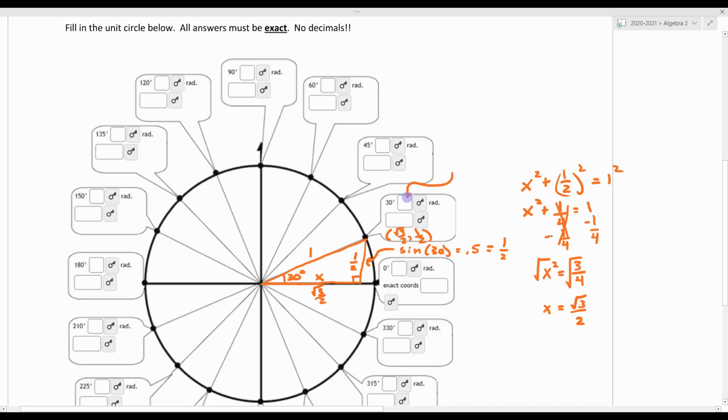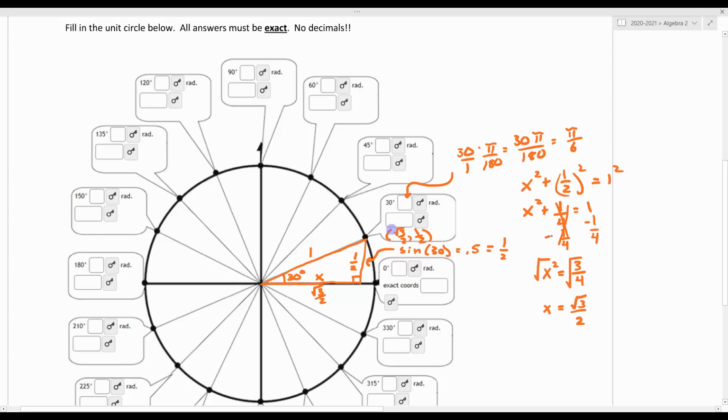Now this box, this is for your radian measure, so we need to do a quick conversion of 30 degrees into radians. So we're going to do 30 times pi over 180. All we have to do is multiply here, so we get 30 pi over 180, which reduces to pi over 6. So we would put pi over 6 here in the radian box. Remember, no decimals in either one, right? It has to be all exact answers.